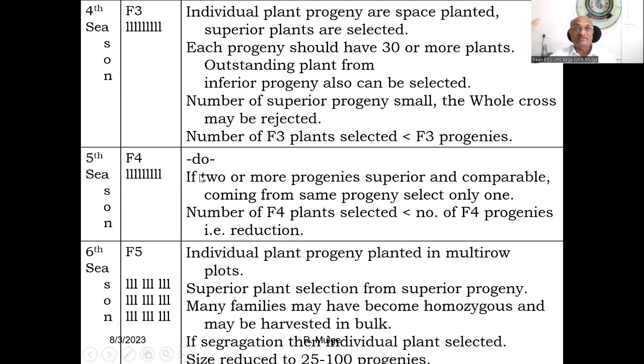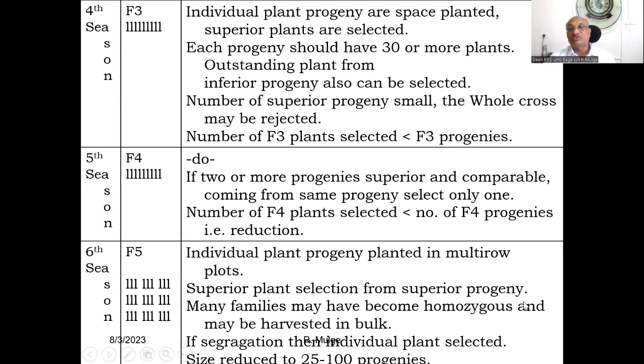So maybe 500 is started in F2, you have to come down. In F3, 100, then here like 50. You keep reducing the number of plants selected. Then the seeds you are collecting are going to be raised in the next season, that is the sixth season, and those seeds are referred to as F5. Individual plant progeny are planted in multi-row. That means one progeny, whatever you have selected, is raised in 3 rows, 4 rows, multiple rows, because they are increasingly becoming similar.